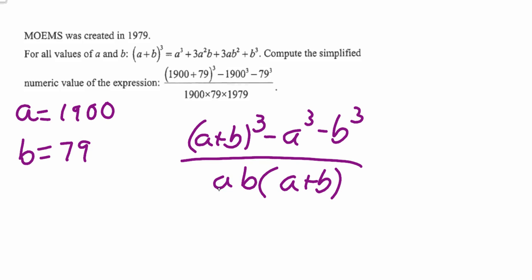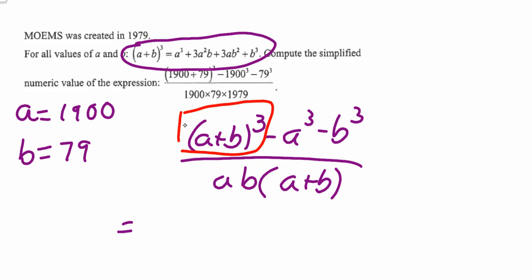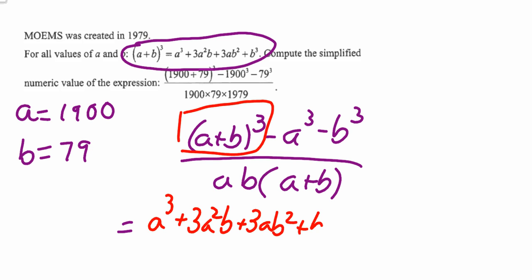So this means A times B times A plus B. So now what I can do is, this tells me right here what A plus B cubed is. So I can replace this part here, this part right here, with A cubed plus 3A squared B plus 3AB squared plus B cubed.